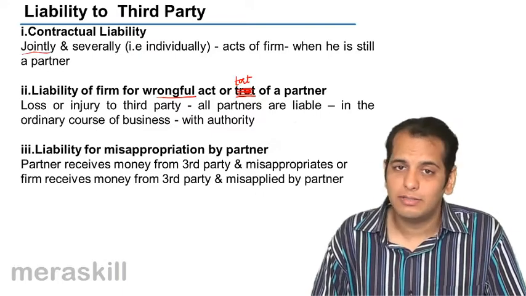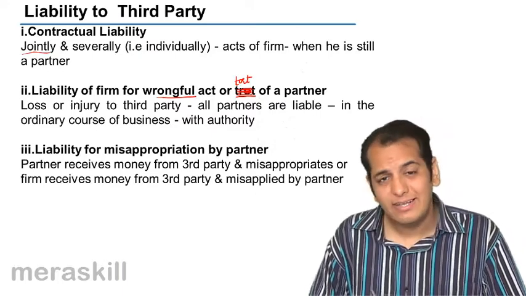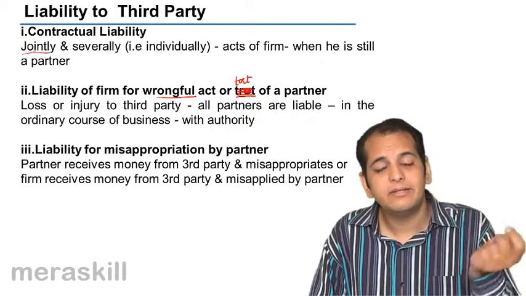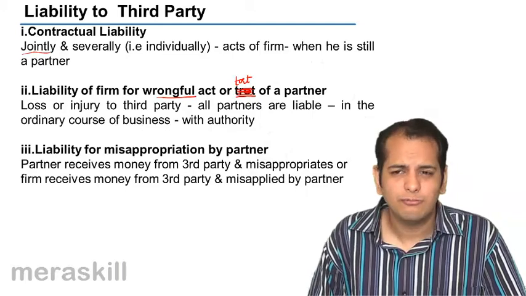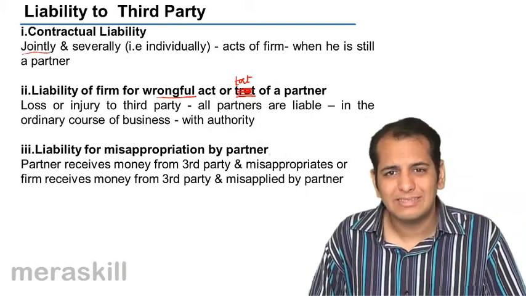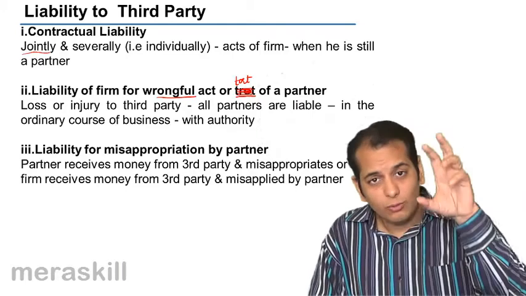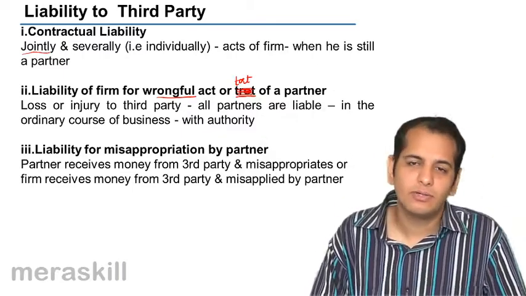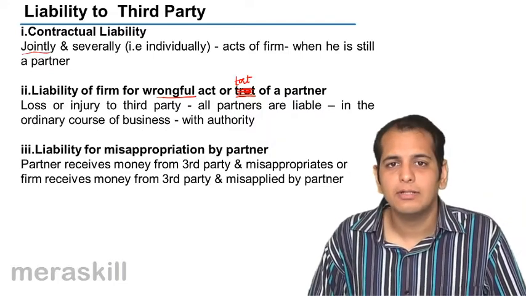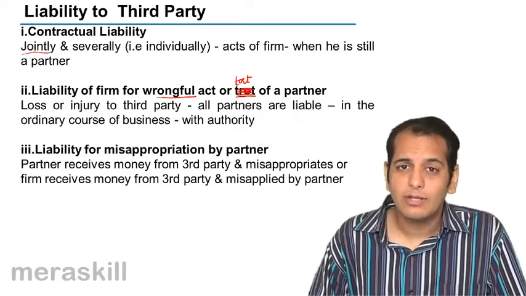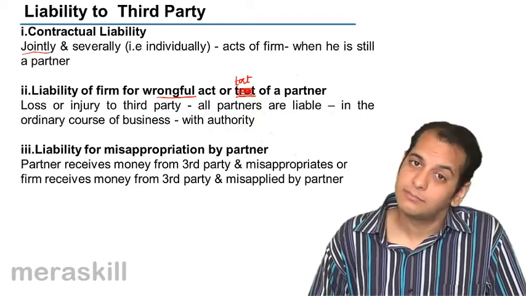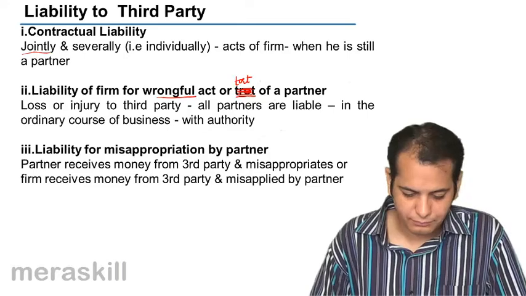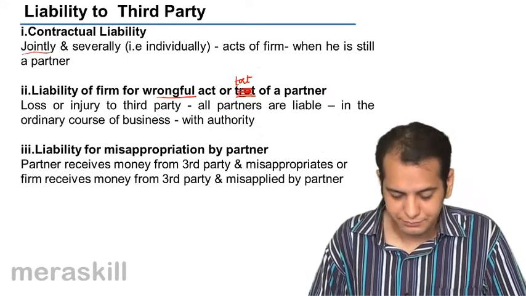The firm will be liable because welding is connected to the business of the firm. Secondly, it was done in the normal course of business of the firm. He was acting on behalf of the firm. So only that partner will not be liable, but all the partners taken together will be liable. The firm will be liable because the wrongful act was committed by the partner in the normal course of business of the firm. And again, it was with authority.